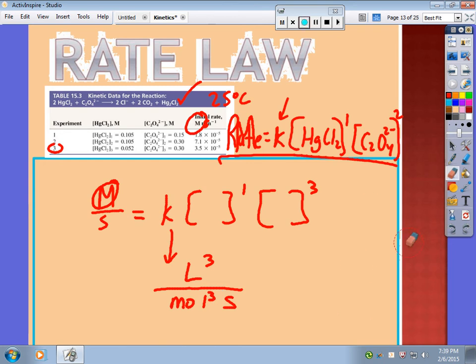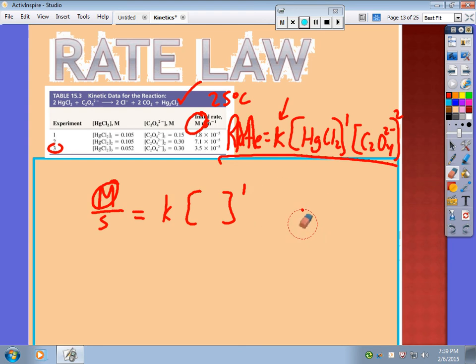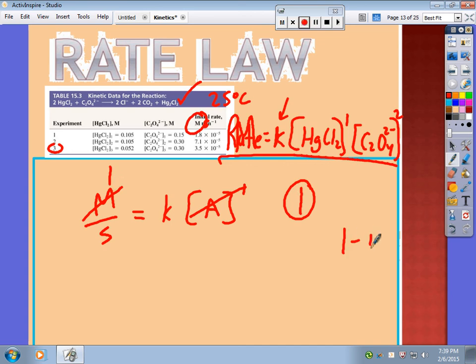What if this is only to the first order, and my units here were molarity per second, because it's rate, and I'm measuring per second. And this is A to the first power. Molarity is here and molarity is here. In other words, I have an overall order of 1, and I have 1 here, so 1 minus 1 is 0, isn't it? So what are my units?